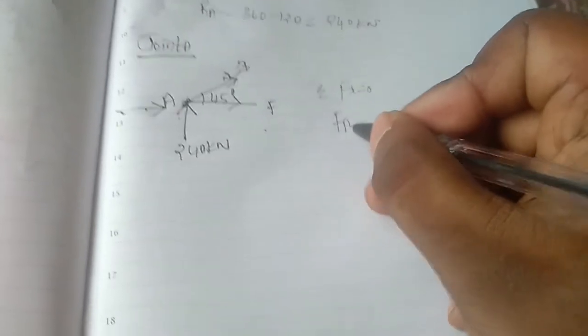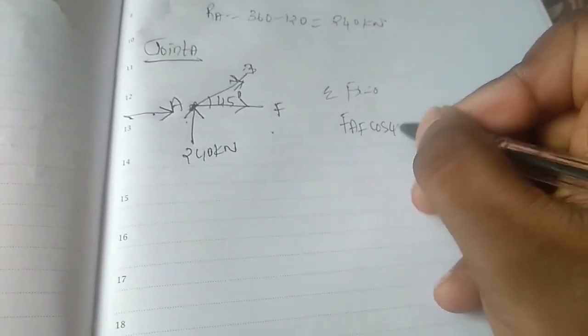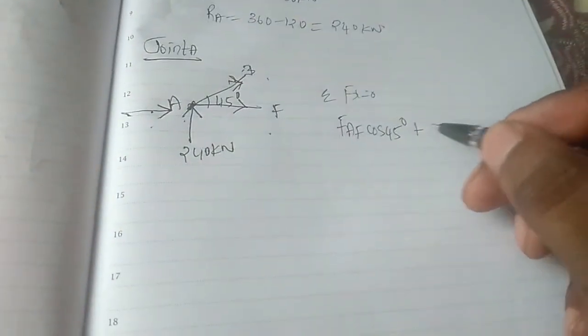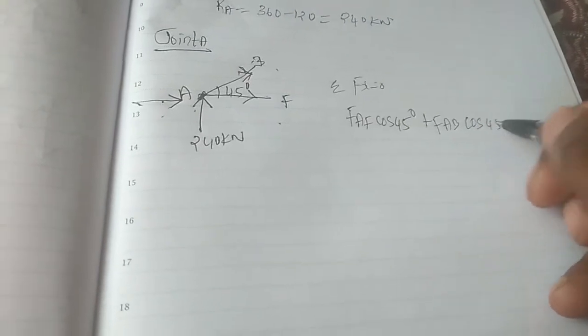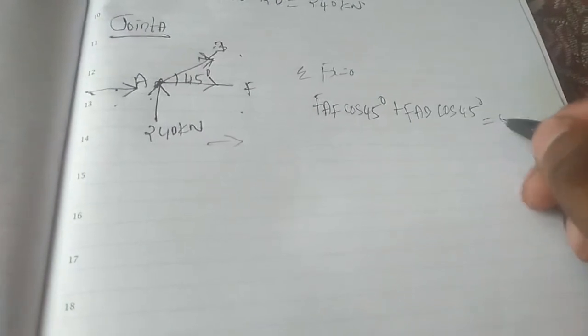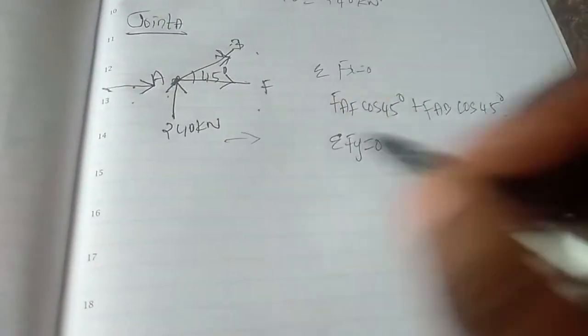So FAF cos 45 degree plus FAB cos 45 degree. Both are acting towards the right, so that means plus, and it is equal to 0. That is the first one. Next one, summation of force of y is equal to 0.